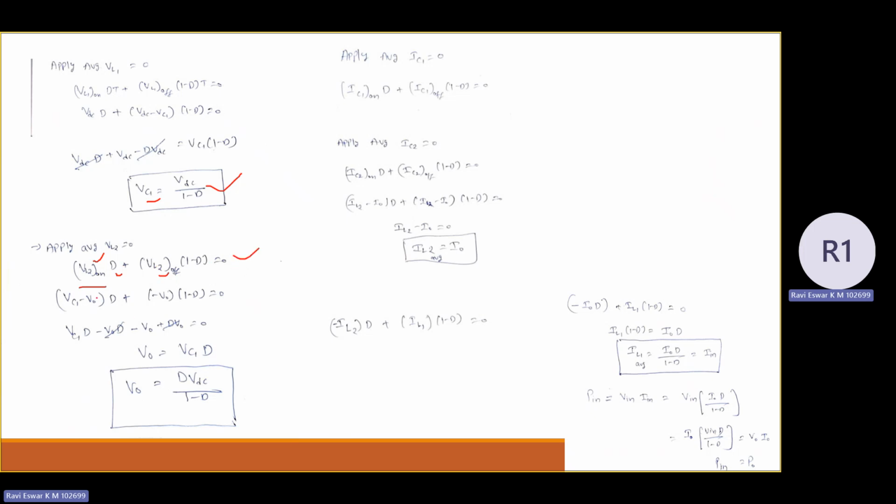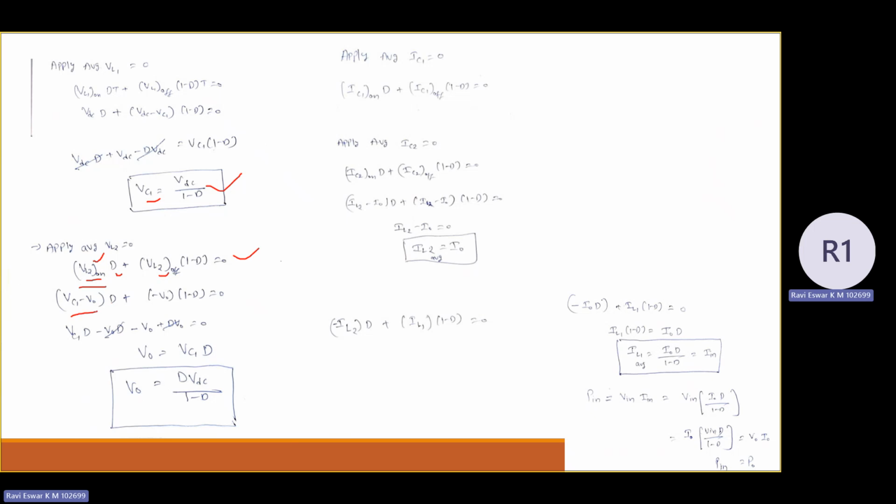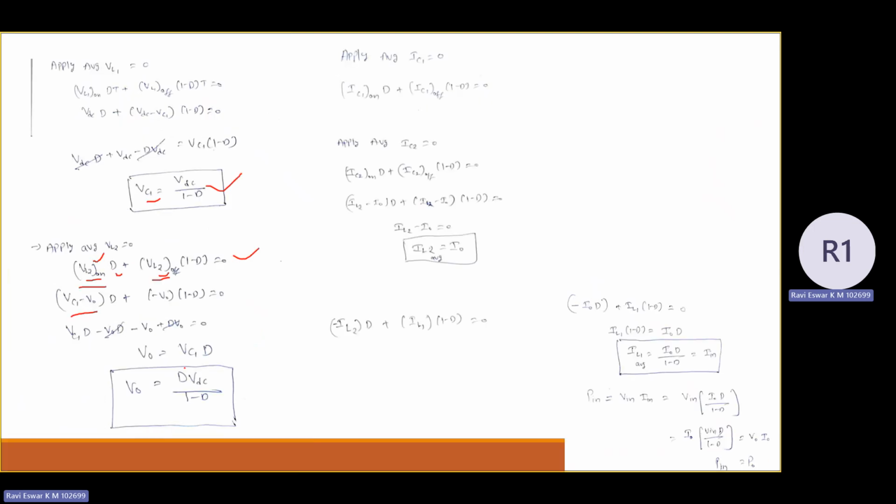Equal to 0. So what is the voltage across inductor L2 during charging state? VC1 minus V0. So substitute that, VC1 minus V0, and what is the voltage across inductor L2 during discharging state? Minus V0, equation 4. So substitute that, and finally you get the output voltage equal to VC1 into D. So interestingly, you can also see V0 equal to D VDC, like a buck converter. So now anyways, you got VC1 with respect to inductor L1.